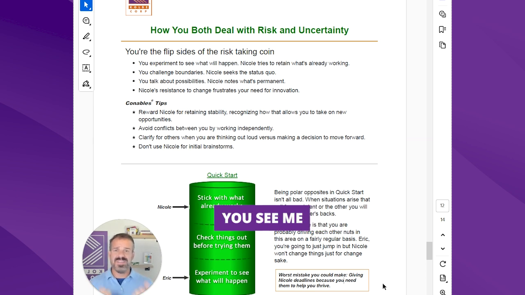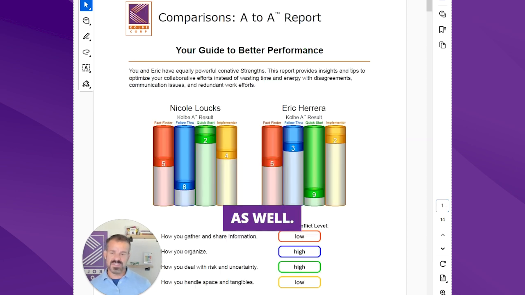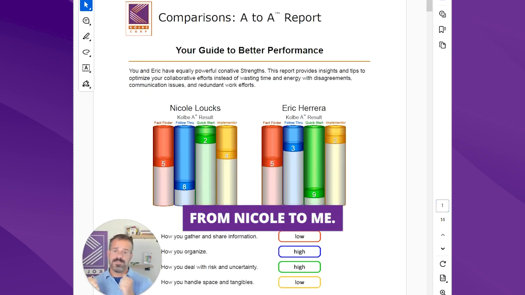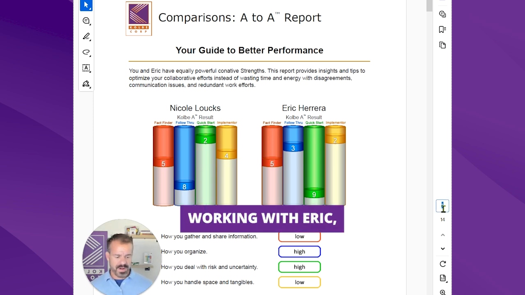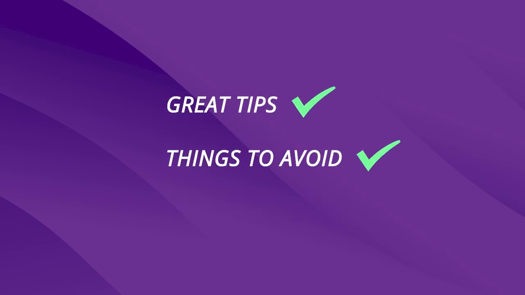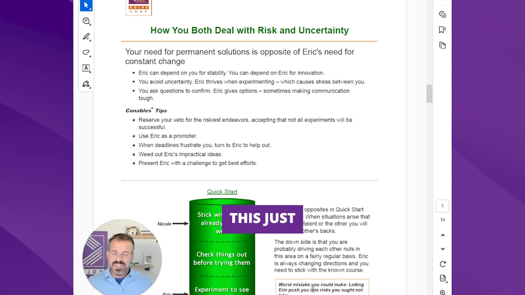In this report, you see me against Nicole, and the guidance is all essentially written for me. But you get the inverse as well. You kind of flip it. So now you get this same kind of report from Nicole to me. It will say, hey, Nicole, when you're working with Eric, here are the great things that you can do or some tips, and here are the things to avoid. This just smooths out that onboarding process.